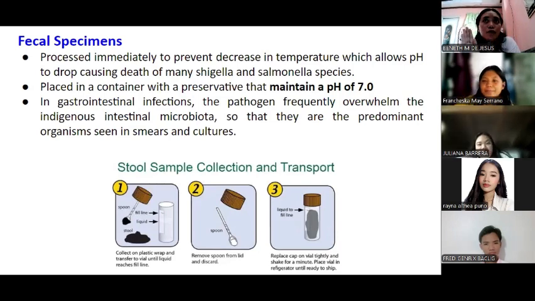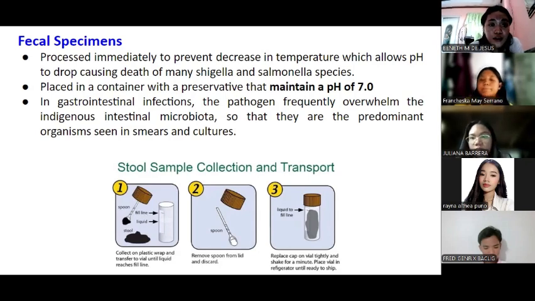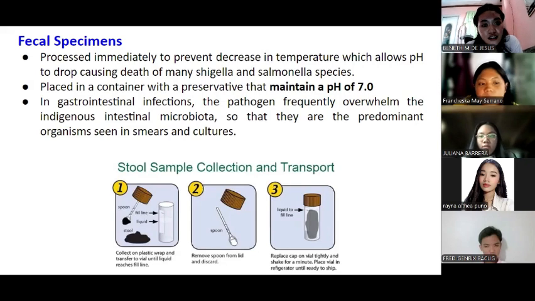Ginagawa siya para malaman kung may sakit ka ba sa stomach mo or sa intestine. Then, nakaka-help din siya para makapag-diagnose kung may ulcer, may cancer ka. Pini-place din siya pag kumukuha ng fecal, ang tawag dito sa procedure is fecalysis. So, piniplace siya in a container with a preservative that maintains a pH of 7.